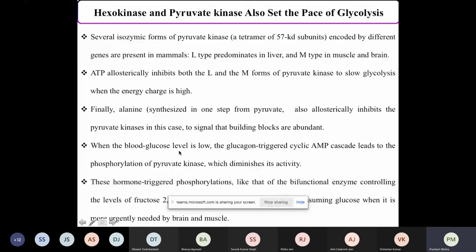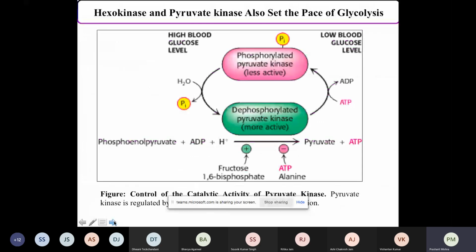When blood glucose level is low, glucagon-triggered cyclic AMP cascade leads to phosphorylation of pyruvate kinase. You have seen this path, that glucagon triggers the cyclic AMP, and this also leads to the phosphorylation of pyruvate kinase. So you look at how the enzyme is being affected by the hormones. That's the way it controls all the enzymatic reactions. So let us see the mechanism.